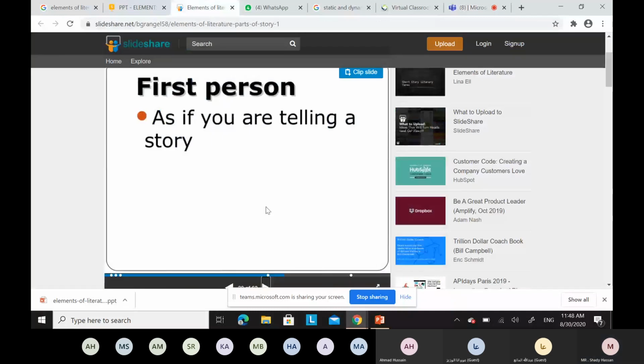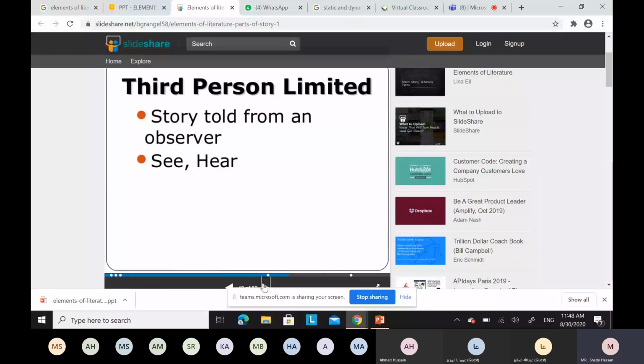So, the point of view, first person, as if you are telling a story. You are the one who is telling the story. So this is first person. Third person limited: the story is told from an observer. See here, this is the third person limited.